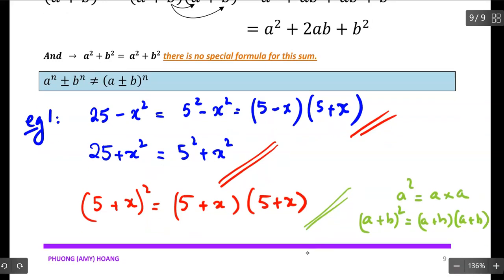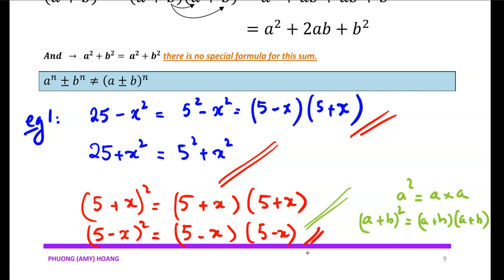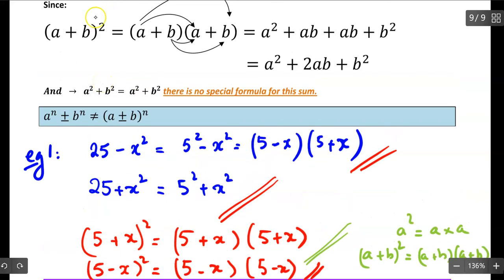If I have 5 minus x, all of it squared, it will be equal to 5 minus x multiplied by 5 minus x. I really want everyone to recognize the difference. Don't assume that a squared plus b squared is equal to this. It's not. See my proof here for you.